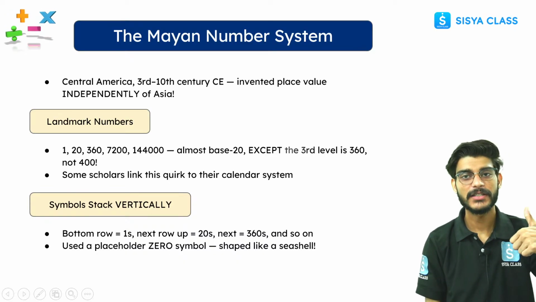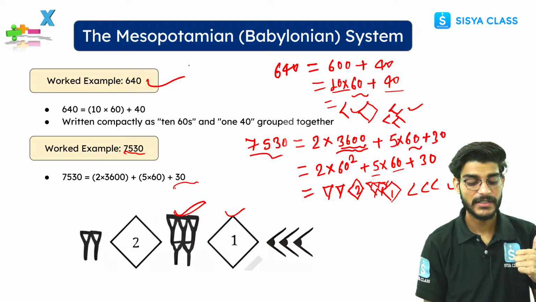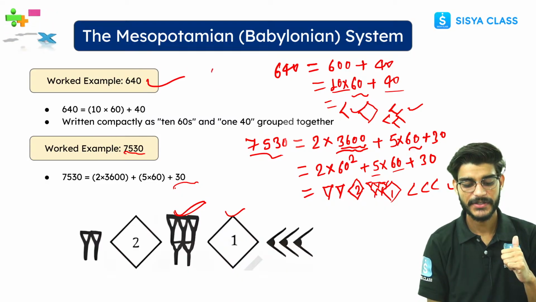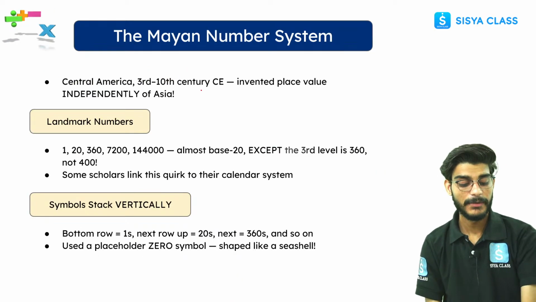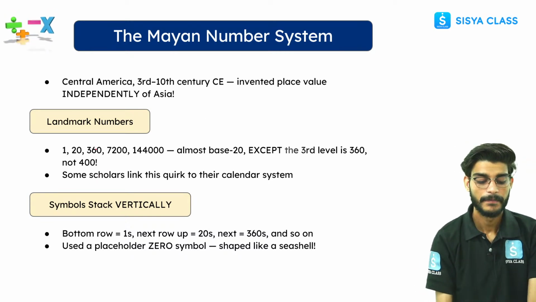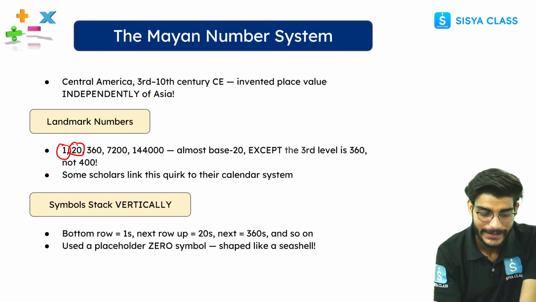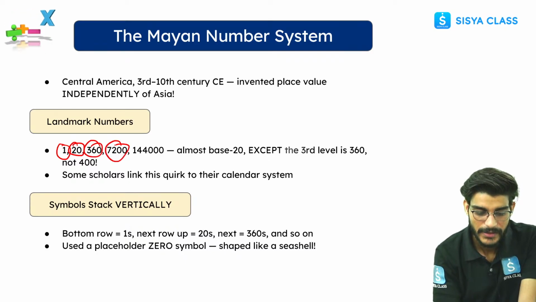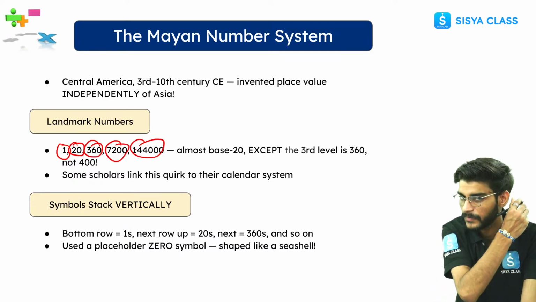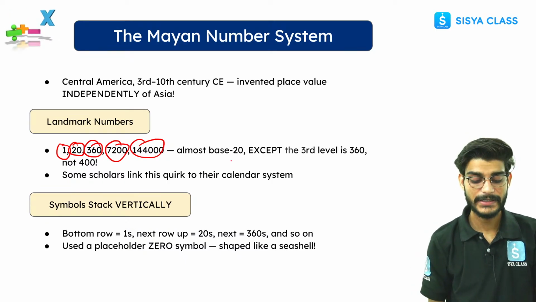In the Mayan number system, what are the landmark numbers? In the previous number system, Mesopotamia, what was the landmark number? 60, right? Now the next will be 20. First of all, the landmark numbers are like 1, 20, 360, 7200. How is this coming? First of all, they have taken the base as almost 20.